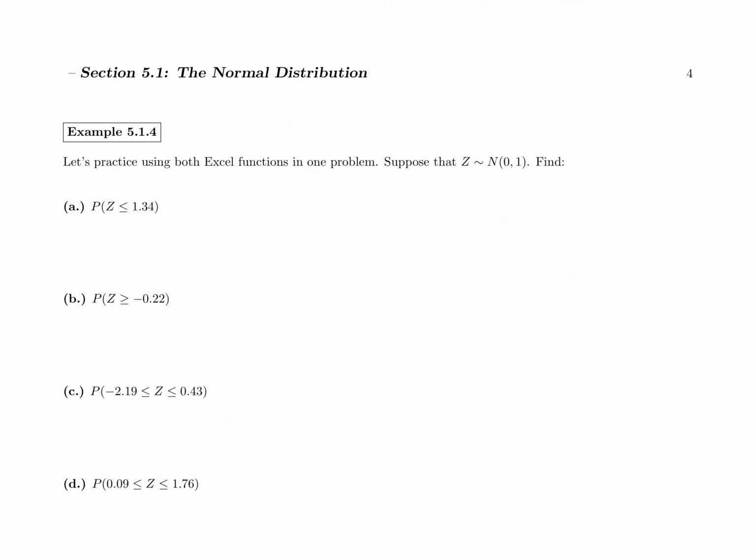So let's try with the Excel functions in one problem. Let's suppose that our variable z is distributed normally from a standard normal 0, 1. Let's find the probability that z is less than 1.34. So that one is just going to be norm.dist of 1.34, 0, 1, and cumulative is true, or 0.9099.